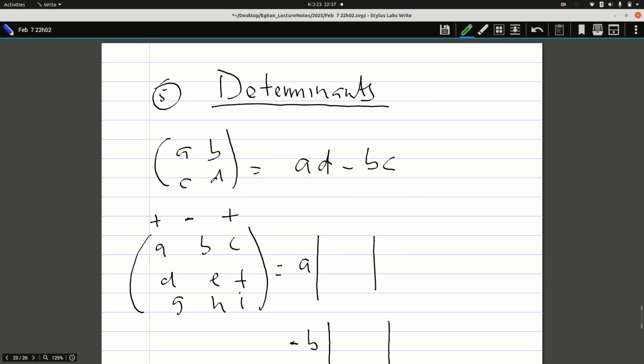Let me check the next operation. I think that's the last operation, the determinant. The determinant of a matrix. Notation-wise, we can use this, or some will say det of A. These are all the same.